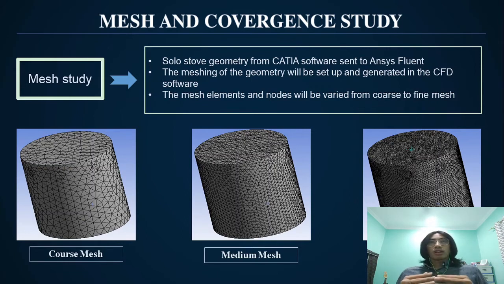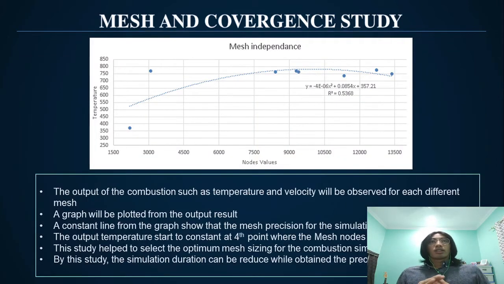In this study, the mesh elements and nodes will be varied from coarse to fine mesh. From the left you can see I started the mesh from coarse, until the right side, which is fine mesh. By doing this, I have plotted a graph of node values against the output temperature. The output of the combustion, such as temperature and velocity, will be observed for each different mesh.